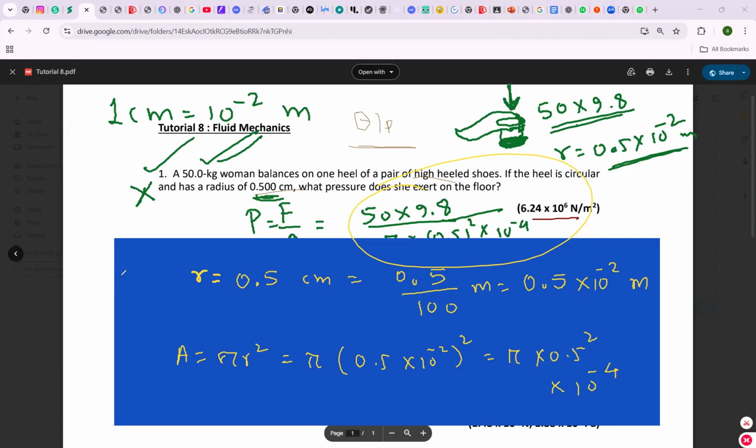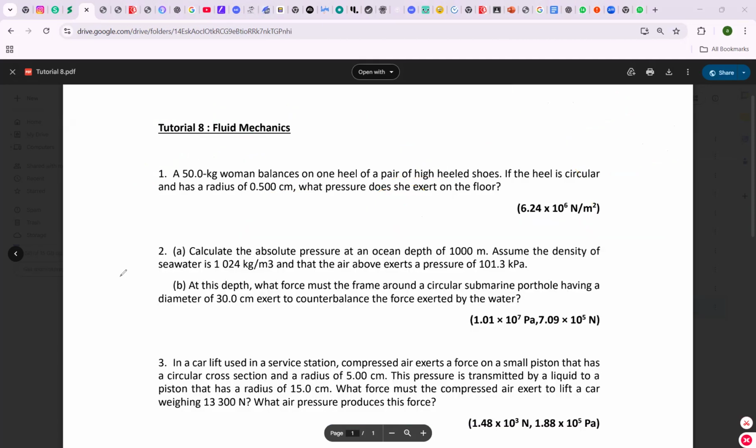Okay, I grabbed it. So how much are you getting? 5 into 0.5 square into 10 to the power of negative 4. 7.85 into 10 to the power negative 5. How come you are getting 7 point? Something, you are making a mistake. It should not be that one.